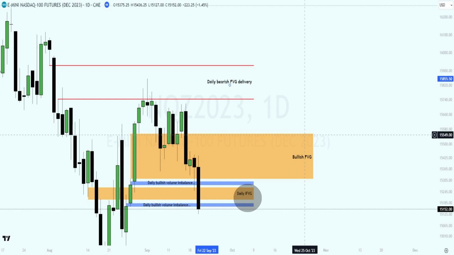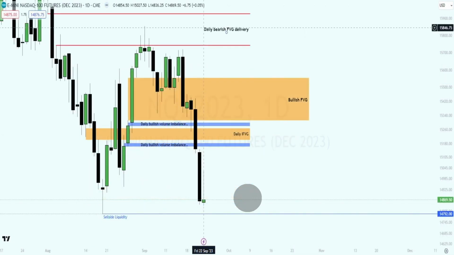In my opinion, the draw is probably lower, and it has a very high probability of being lower because of what we are doing. So that would be my draw on liquidity. This is actually where we are right now on NQ as I'm recording this video. I'm recording on Saturday, and on Monday I am expecting us to take out this sell side liquidity. I am almost 100% certain that we will, because we keep violating this.